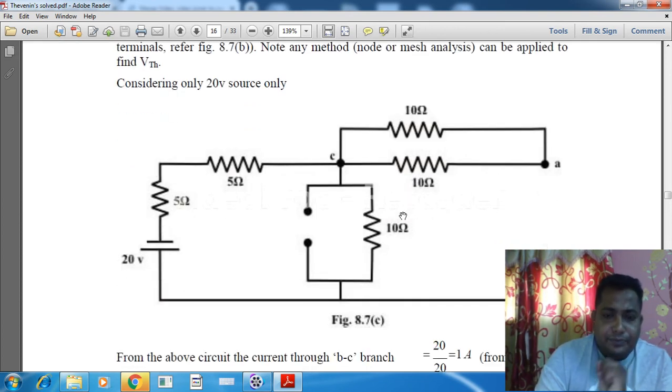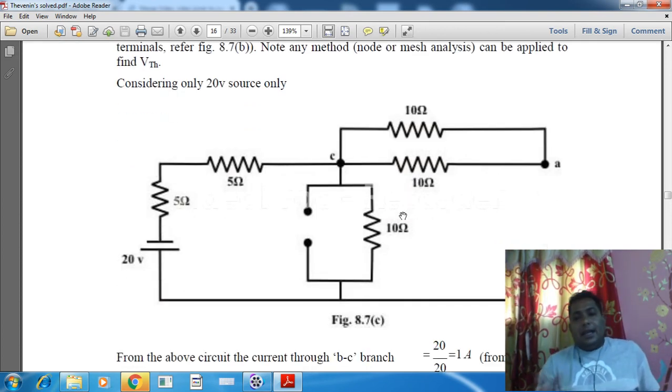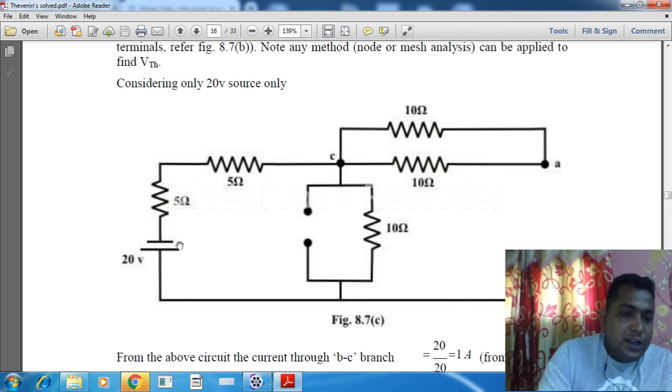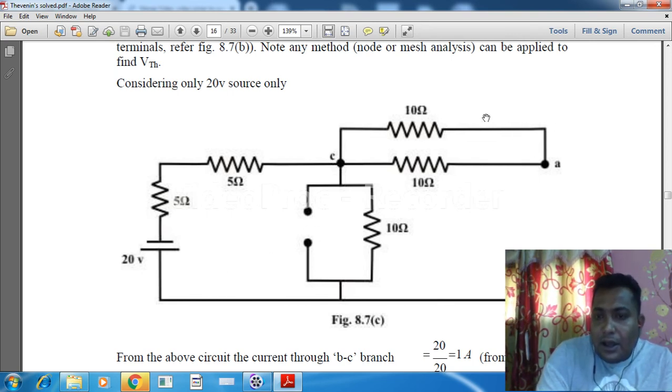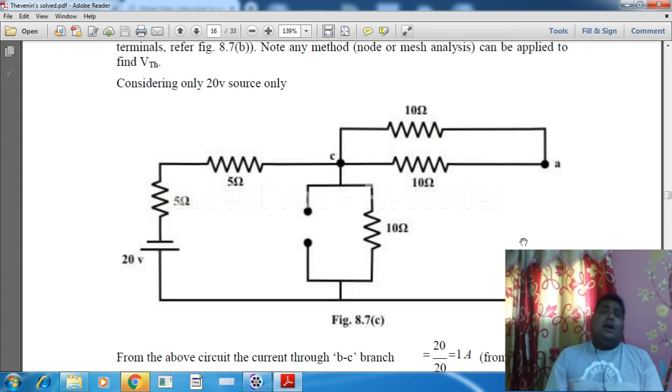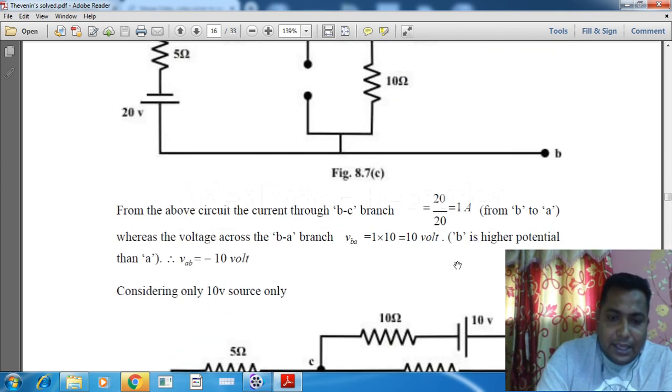Now see, it is applying the superposition concept. Considering only one source, they have considered only the 20 volt, and they have removed the current source. Again, they have removed the 10 volt source from here, and they have found it this way. We can consider only the current source, only the 10 volt, and like this we can find out the VTH over here.